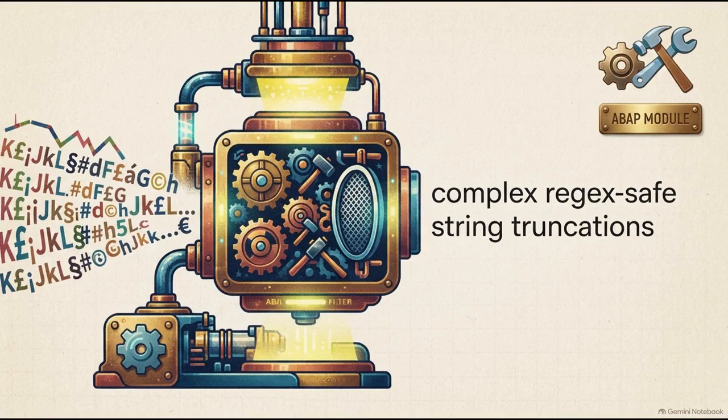But what happens when a bank comes at you with a completely bizarre requirement? Let's say their ancient legacy mainframe completely crashes if a vendor's name happens to contain an ampersand or a hyphen. They need a highly specific string truncation that basic, standard SAP mapping just can't handle out of the box. Well, that's exactly when you deploy the exit module.